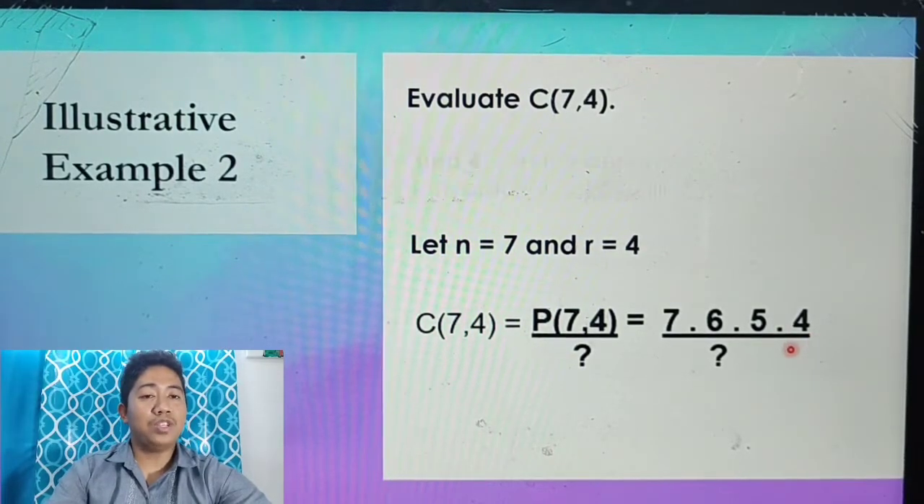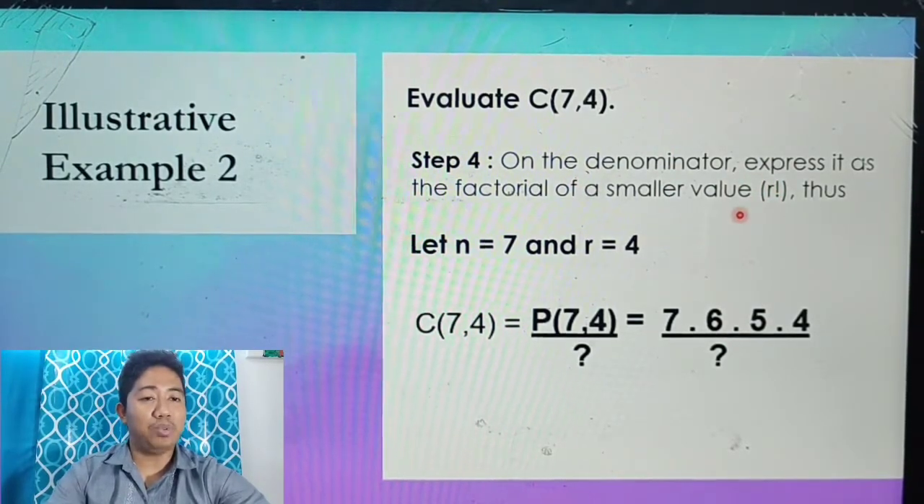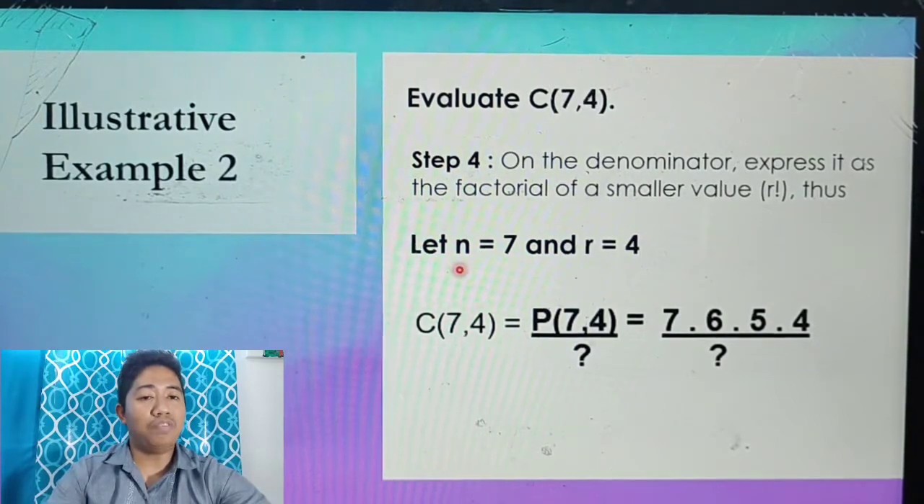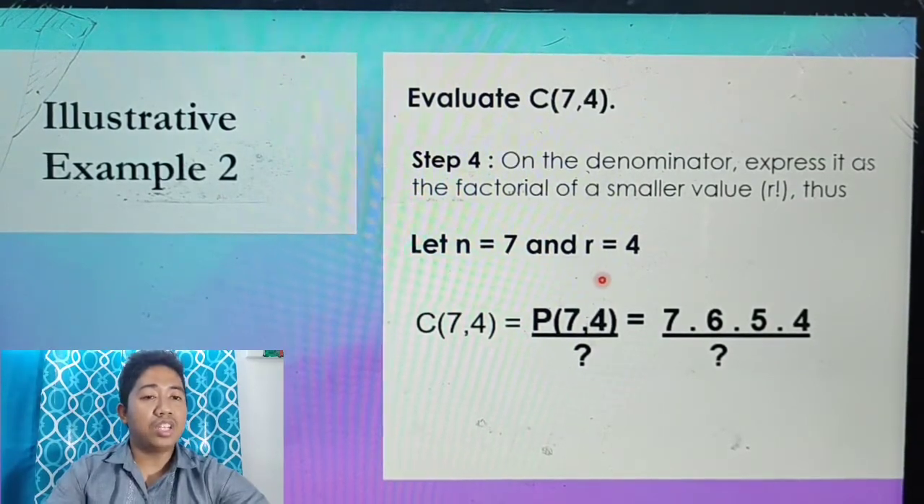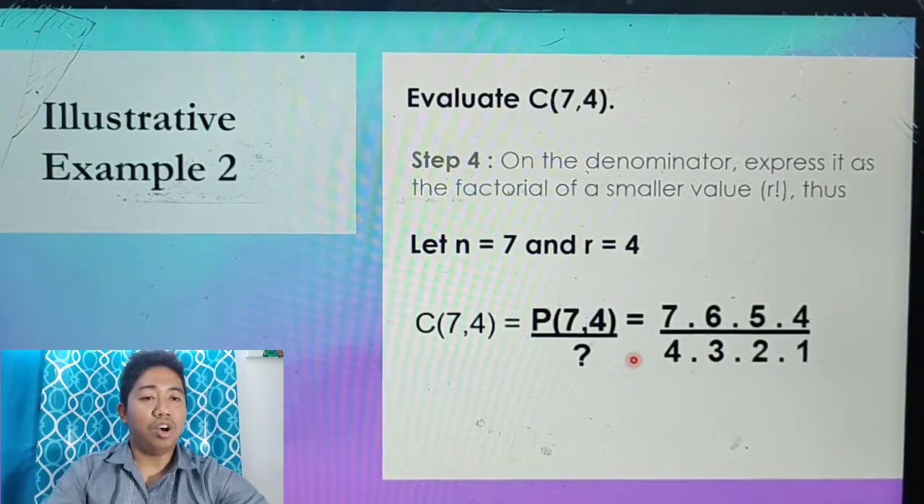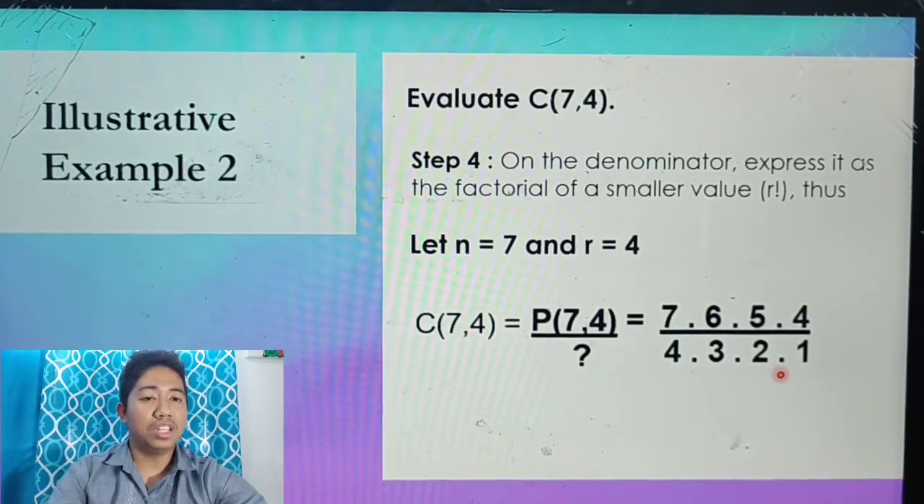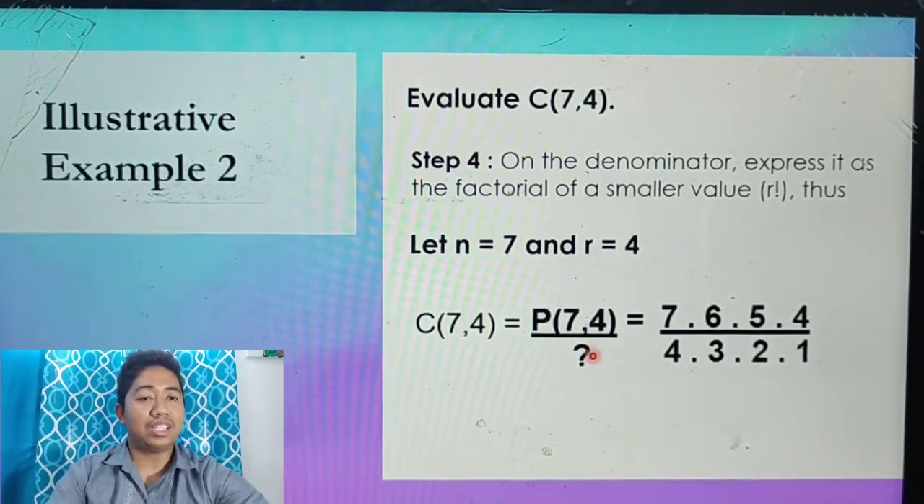Okay, the next step is, on the denominator, express it as the factorial of the smaller value r. Among these two values, n and r, the smaller value is 4. So we get the factorial of 4 on the denominator, which is 4 times 3 times 2 times 1. So that is 4 factorial.